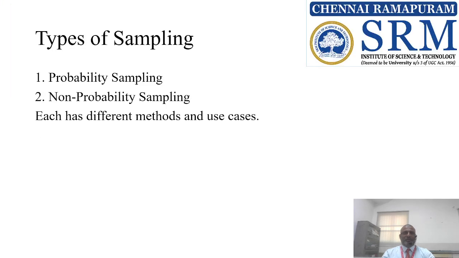So, types of sampling, we have two types of sampling: one is probability sampling and the other is non-probability sampling. Each has different methods, and the use cases will also be different. When we have a countable number of population, that means the whole population is a finite number, we use probability sampling. When we have an infinite number, or when the population is not known, we use non-probability sampling methods.